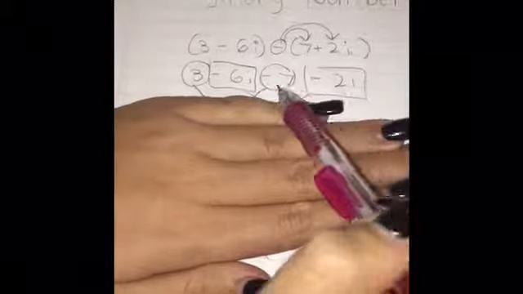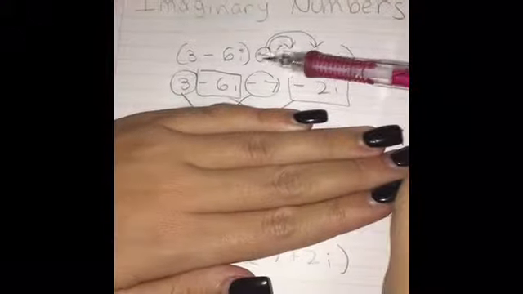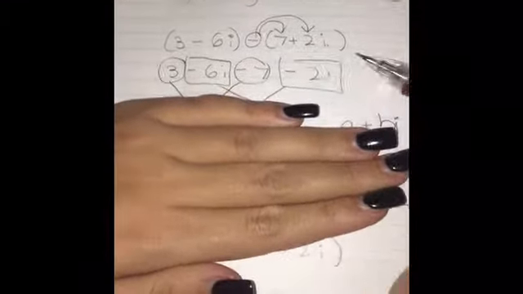This problem, 3 minus 6i minus 7 plus 2i. So first what you're going to do is distribute the minus sign into the 7 and the 2i. And then you're going to get 3 minus 6i minus 7 minus 2i. Make sure this becomes negative because negative times positive is a negative. And then you're going to combine like terms.